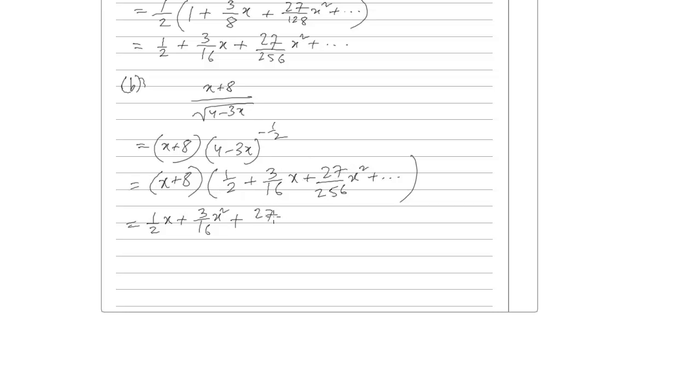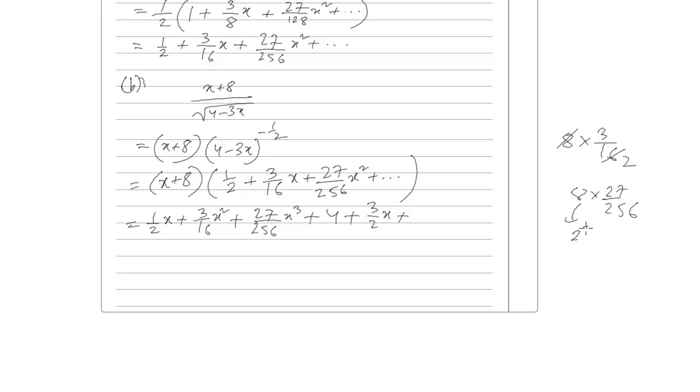So we might not need this. Let's multiply this anyway, because they didn't say anything about square or anything. They just said the first 3 terms. We can remove this later on. So 256 x cubed. So the first x into this, done. Now 8. 8 into half is 8 by 2, which is 4, plus 8 into 3 by 16, which is 3 by 2. So 3 by 2x plus 8 into 27 by 256.